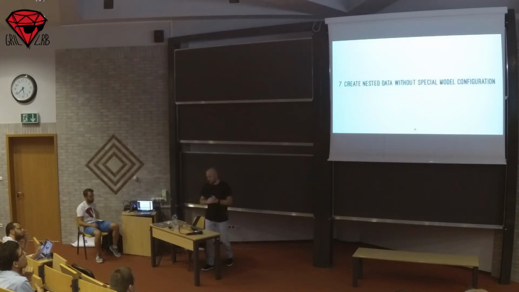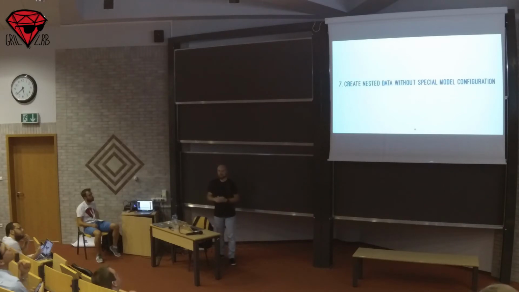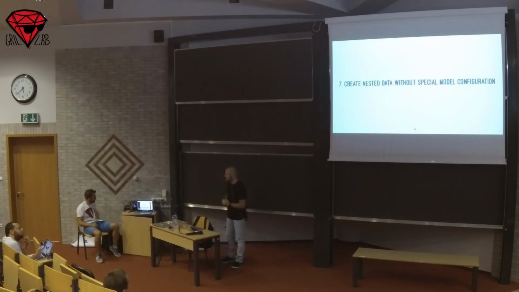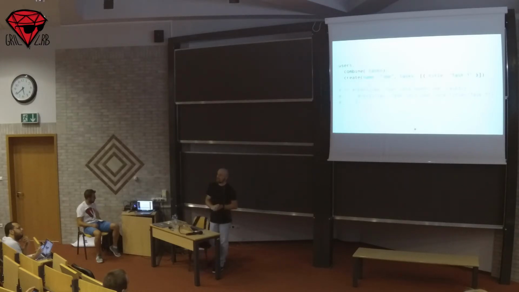Number 7, you can create nested data without special model configuration. With Active Record, you have this thing called nested attributes for. And if I remember correctly, the guy who wrote it actually admitted that he regrets that he wrote it. I tried to use this feature. It broke all the time. We have partial support for it.